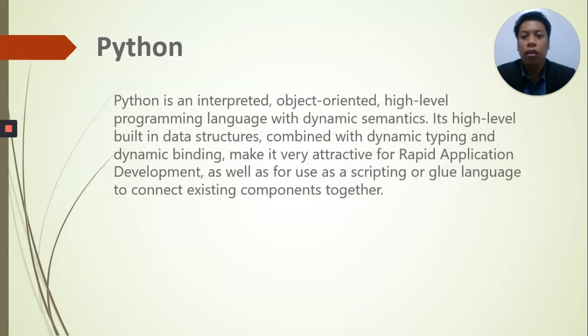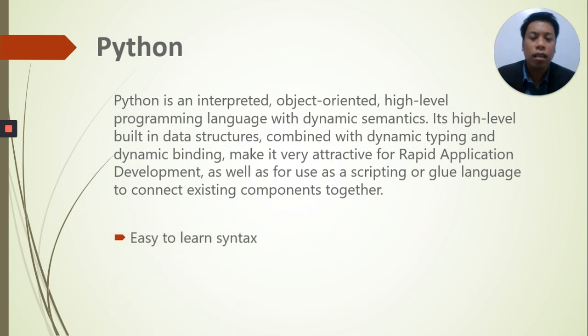What is Python? Well, Python is an interpreted object-oriented high-level programming language with dynamic semantics. Its high-level built-in data structures combined with dynamic typing and dynamic binding make it very attractive for rapid application development, a general term for software development, as well as for use as scripting or glue language to connect existing components together. Now, what are the advantages when we use Python?